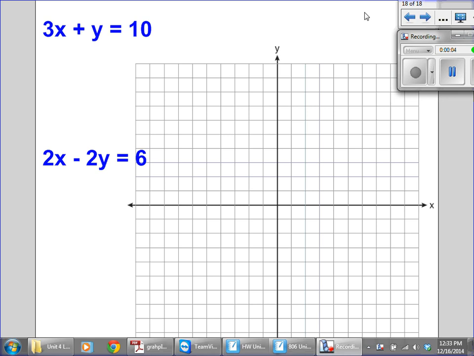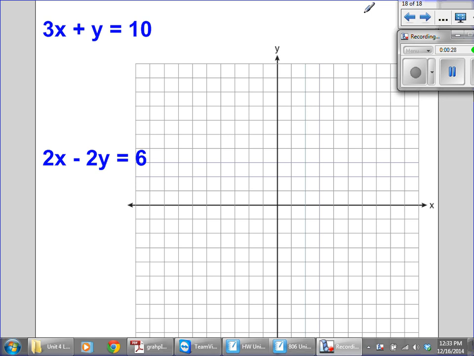Alright, so this is a video for solving a system of equations by graphing. As you can see on the screen, we have two equations. That's what a system of equations is. It's just two or more equations on the same graph. In our class, we're only going to worry about two equations. So we need to solve this by graphing. That means we need to graph both of the lines and then see where or if they intersect.